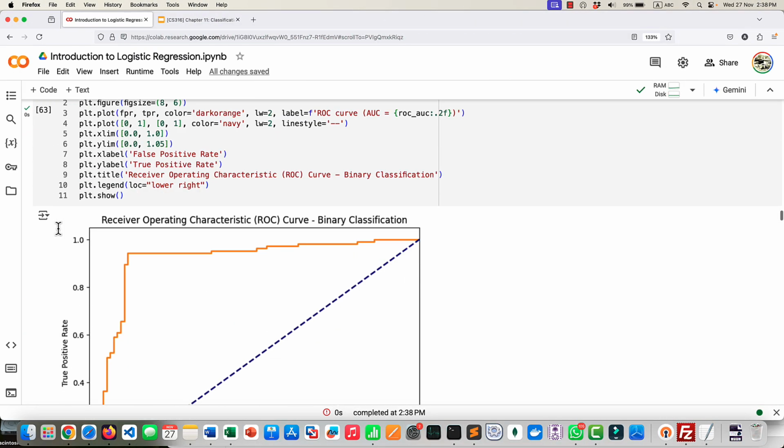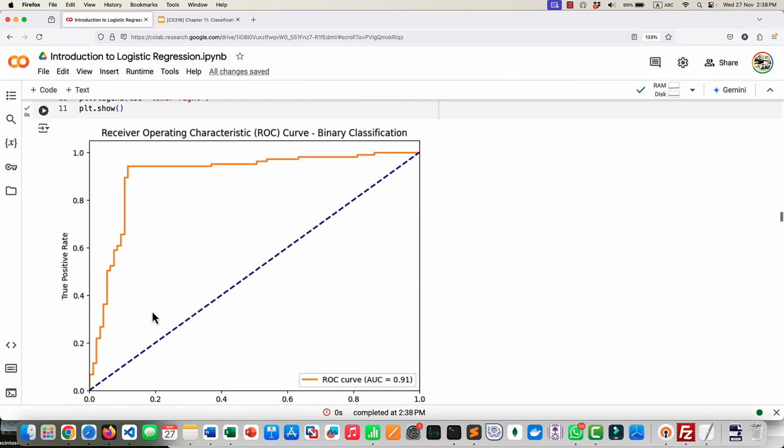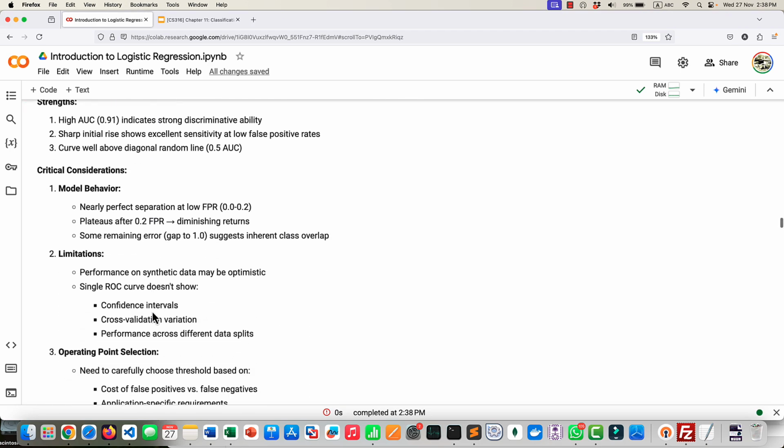Okay, so let's start from here. Yesterday we already introduced this ROC curve. Now I understand the ROC curve, how it is calculated, but let's try to see this interactive demo.